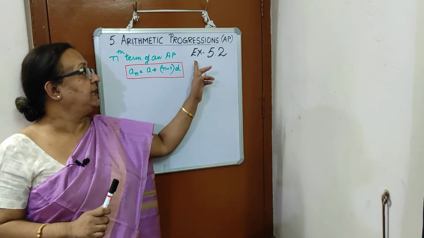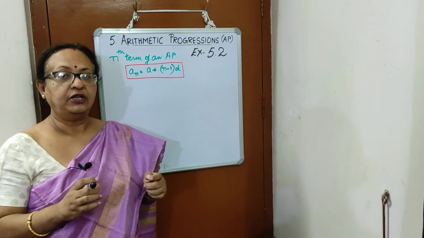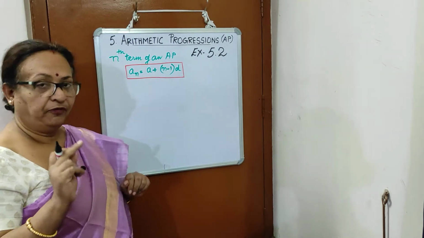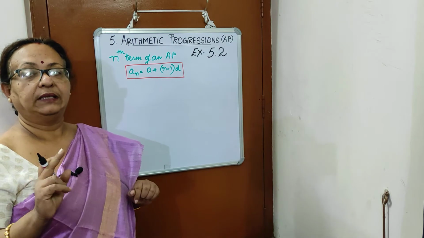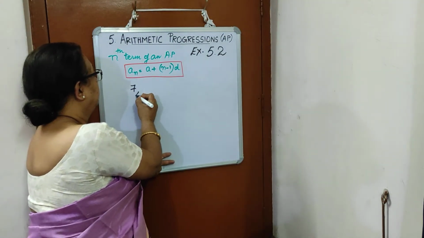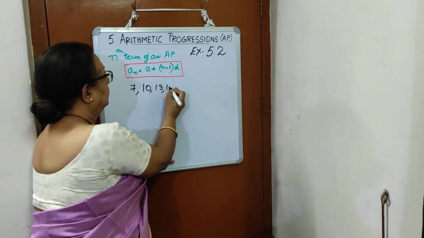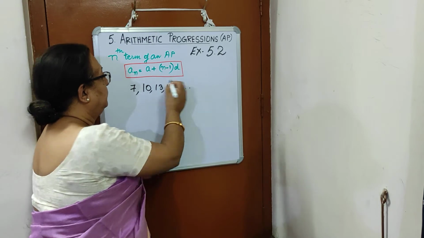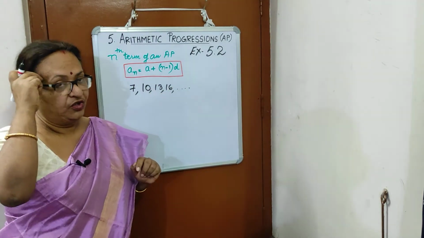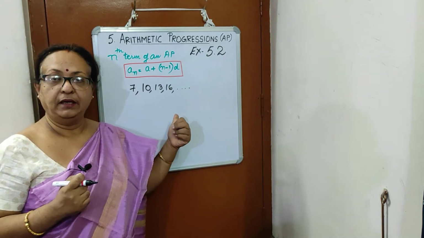Today we start exercise 5.2. For that we need to learn a new formula. We will come to it. Before it, let's start with a sequence. Suppose I start with a sequence of numbers. Now children, can you tell whether it's an AP or not an AP?